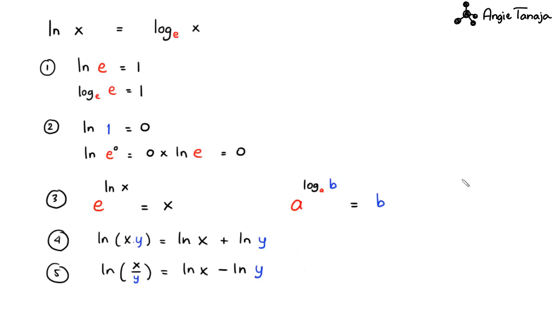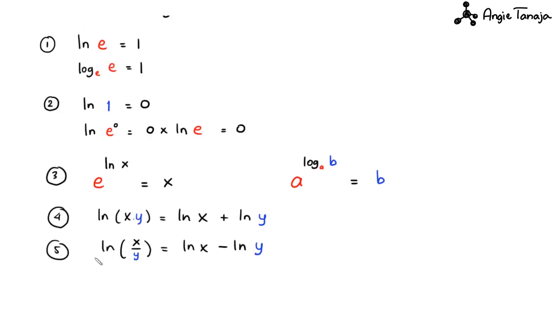Okay, and then the 6, if you have ln x to the power of n, it's just simply the n moved to the front times ln x. It's the same thing as log. Okay?